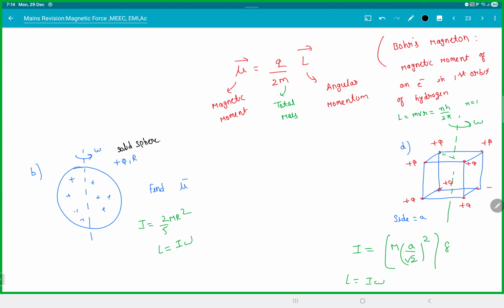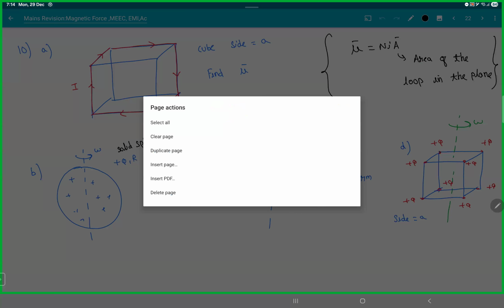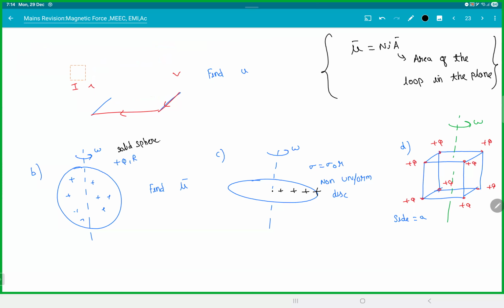Clear, everyone? So there's no need to calculate for each and everything. You just get the moment of inertia of the system. I into omega is angular momentum. Take that and put it in the formula, you'll get the answer. What about the C part? Now, C part, non-uniform distribution, you can't do that. You have to integrate.